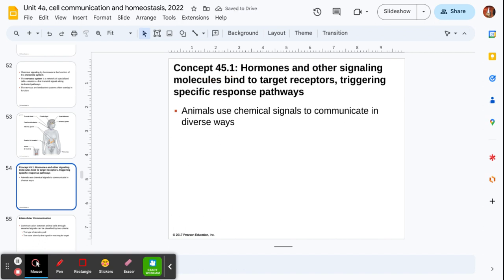Okay, so hormones and other signaling molecules bind to target receptors, and once they do that, that causes some type of response to occur. Animals use chemical signals in a lot of different ways.